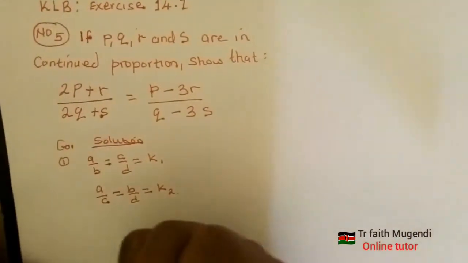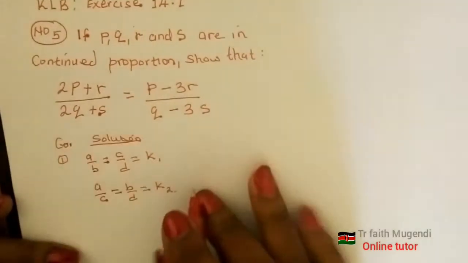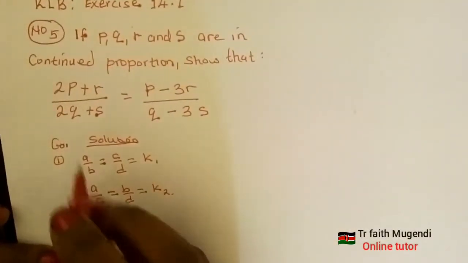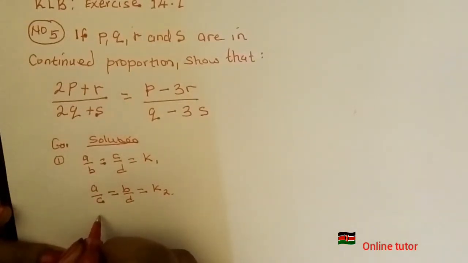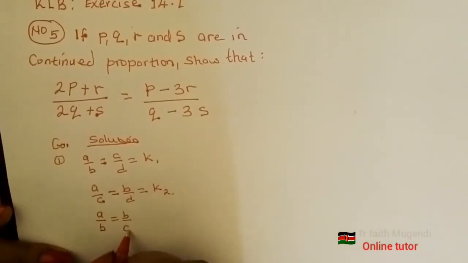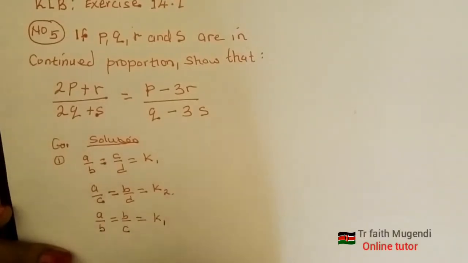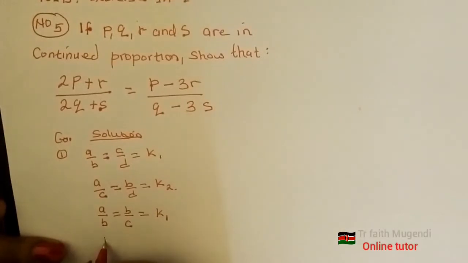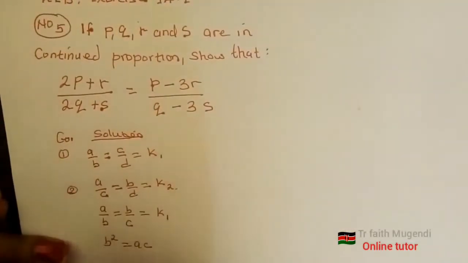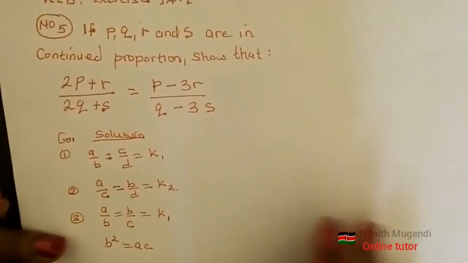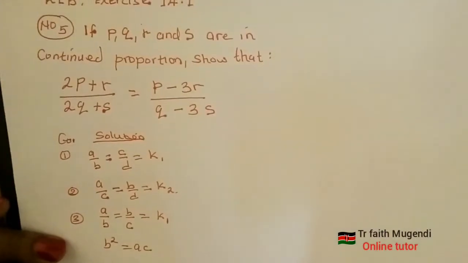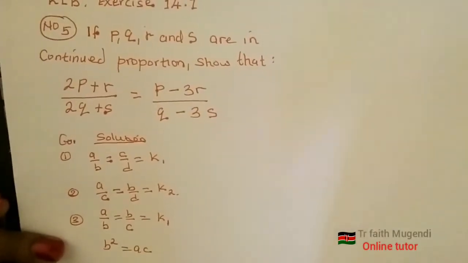Maybe to remember about continued proportion, also important, is that if A, B, C, and D are in continued proportion, it is true that A over B is equal to B over C is equal to a constant K1, and that B squared is equal to AC. So we have two guiding principles when it comes to problems that are involving proportion.